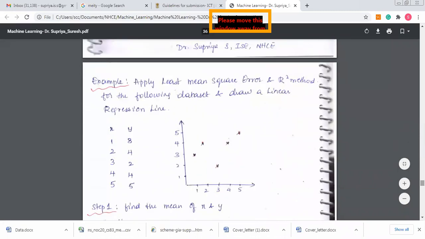So this is an example of calculating the least mean square error and the R2 method for the following data set. So we have to draw a linear regression line. Now I want you to take a paper and a pen, start working along with me. I want you to have this problem solved together. So you write down the table, the X and Y, and plot the corresponding values in the two-dimensional coordinate.